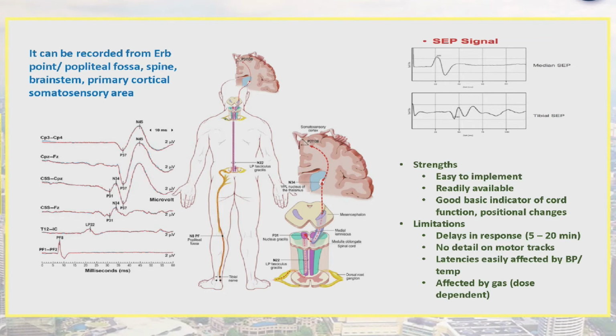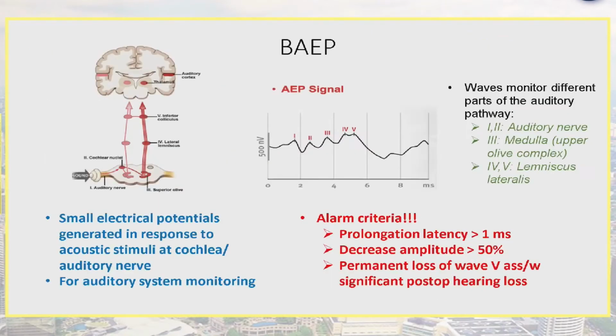However, the limitation is a bit of delayed response, 5 to 30 minutes. So if there is a delay, we should intervene earlier. There is no detail on motor, which is the anterior part. That's why we use it with MEP during spine surgery. Latency is easily affected by physiological changes, hypotension, hypothermia, and the volatile agent is dose dependent. So usually we keep it at the maximum possible of less than 0.5. Even at 0.5, it can also disturb the latency, even the amplitude. So we have to be careful.